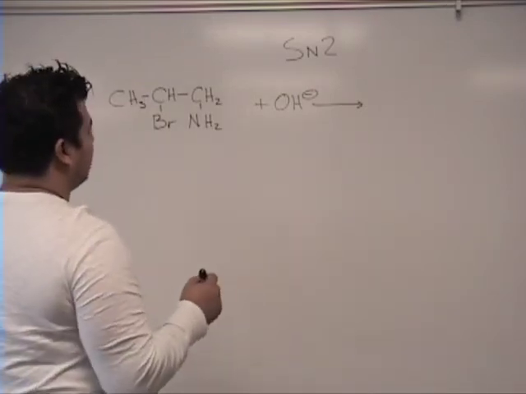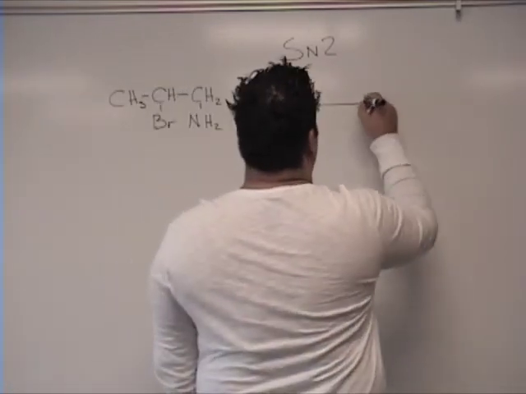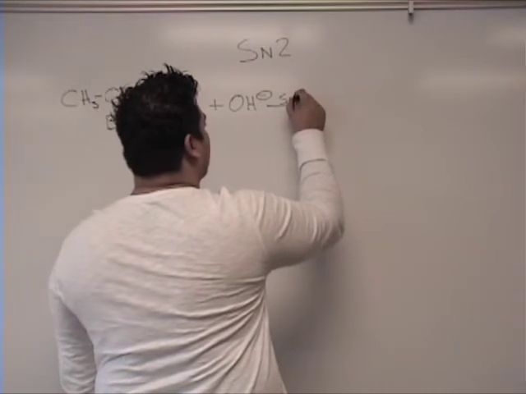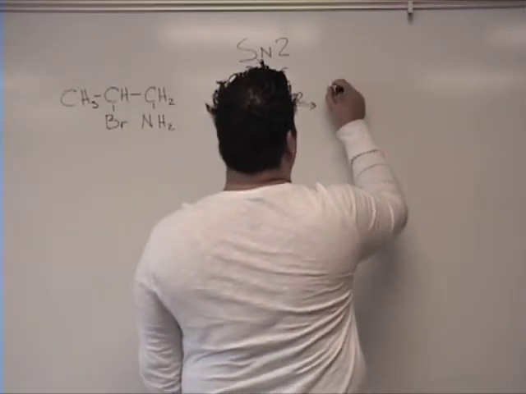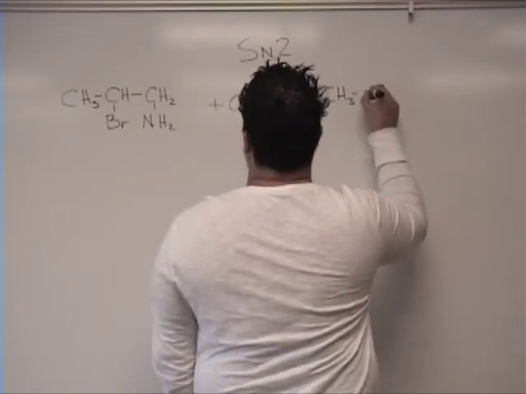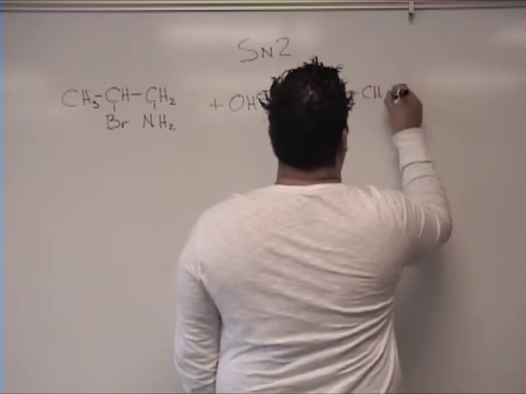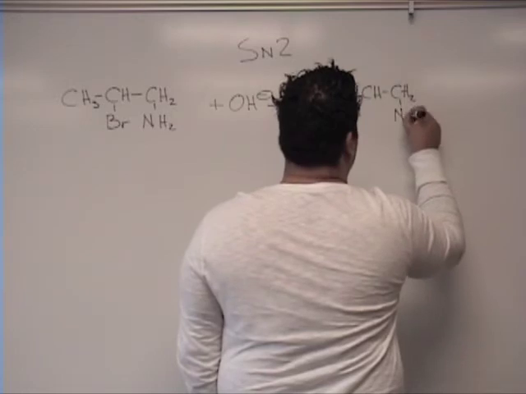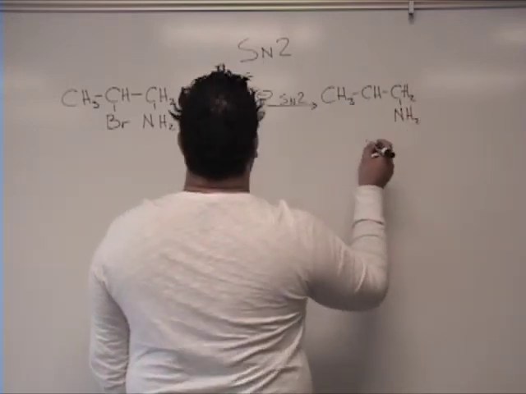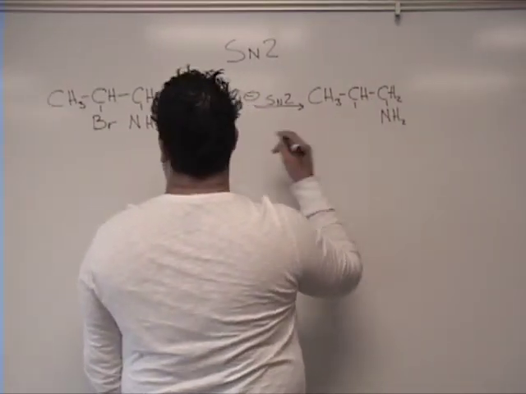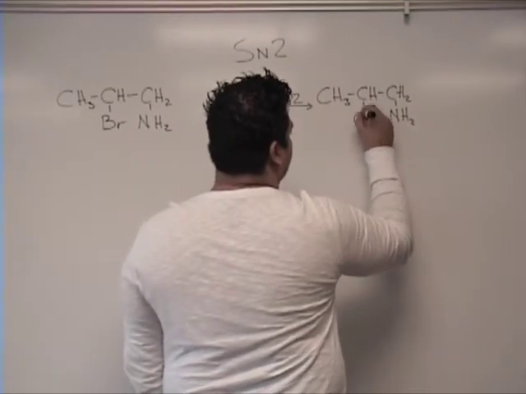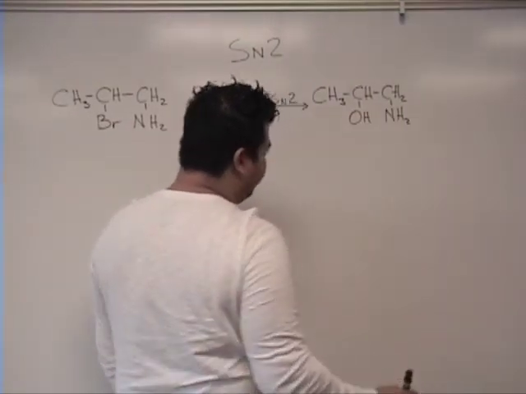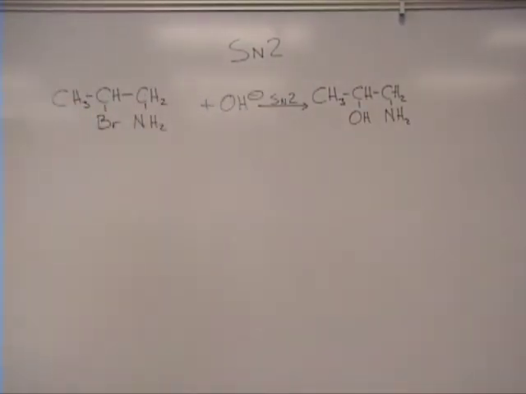So the expected product in SN2 should be our substrate, CH2 and NH2, and the base attached instead of the leaving group. Now let's see how that happened.